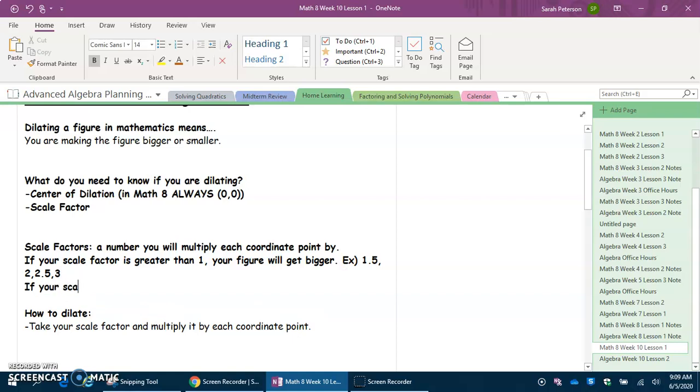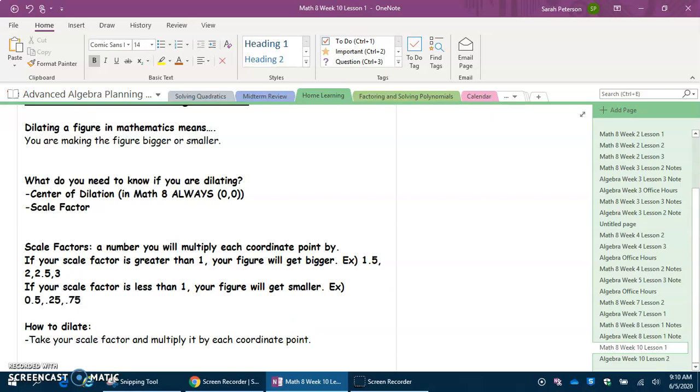If your scale factor is less than 1, your figure will get smaller. So for example, less than 1 might be 0.5, which is the same thing as a half, right? So if I take a half of something, it's going to get smaller. You could do 0.25, which is a quarter, 0.75, which is 3/4. Again, you can make those numbers into fractions, which is making it smaller.